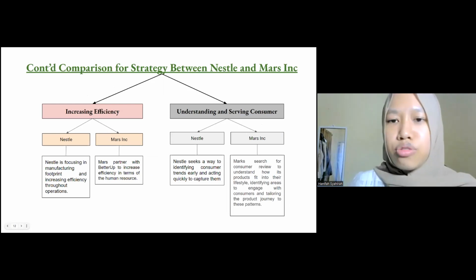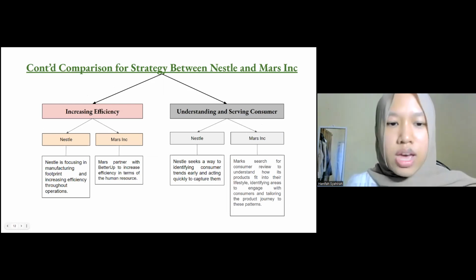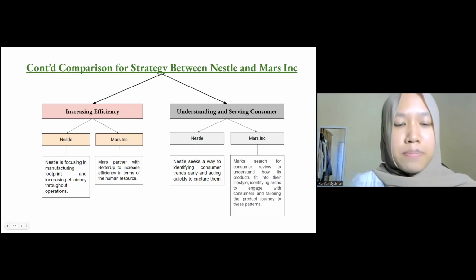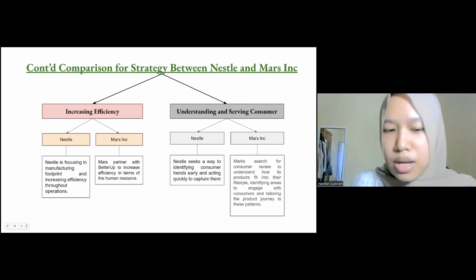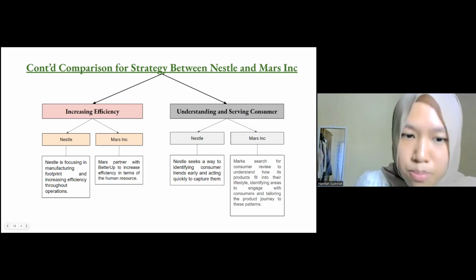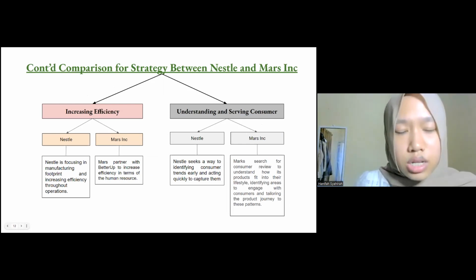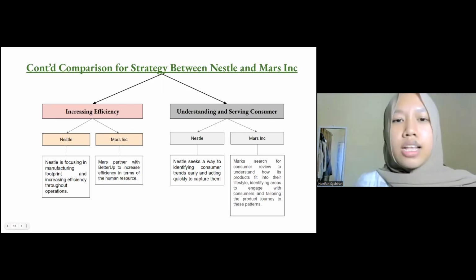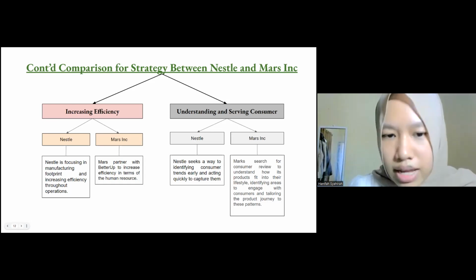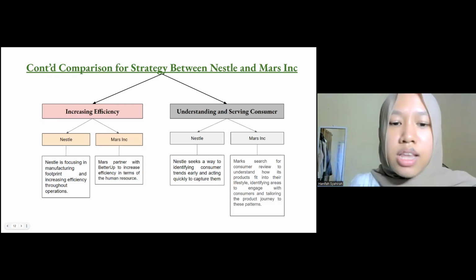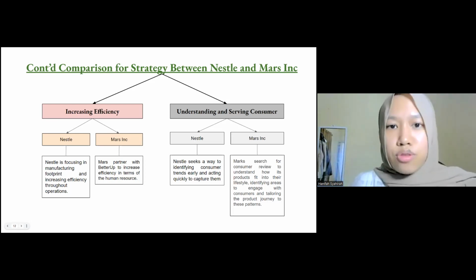Another comparison of strategy, because we have five, this is the fourth, and the fifth is increasing efficiency. In increasing efficiency, Nestle is focusing on manufacturing footprint because they want their manufacturing process to be done efficiently throughout the operation, cutting the cost and the time, so a lot of things can be done efficiently. And Mars Inc. is partnering with BetterUp to increase efficiency in terms of human resources, because they think of the people working in the company as their asset. So they are securing their asset by partnering with BetterUp.